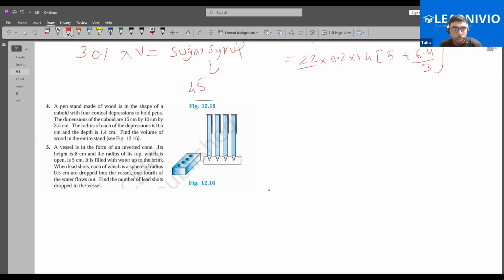The dimensions of the cuboid are given to us: length into width into height, so 15, 10 and 3.5. The radius of each depression is 0.5 centimeters and the depth, or height, is 1.4 centimeters. Find the volume of wood in the entire stand. So now we need to calculate the volume of wood in the entire stand.